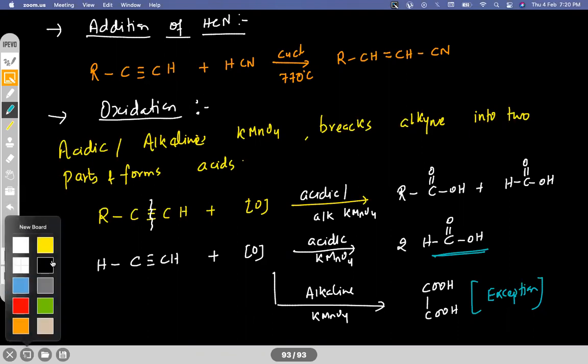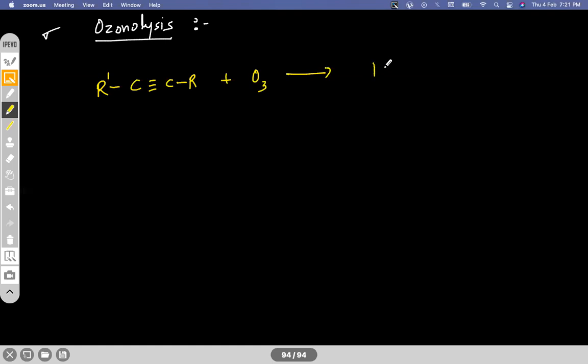Okay. Next reaction, write down ozonolysis. In ozonolysis, similar kind of reaction we have. We have alkyne, suppose we have R dash C triple bond CR with O3. It gives ozonide first. You'll find it is a similar reaction. There the sigma bond breaks. Here we have three bonds, so one will be there as this. This one it forms first.